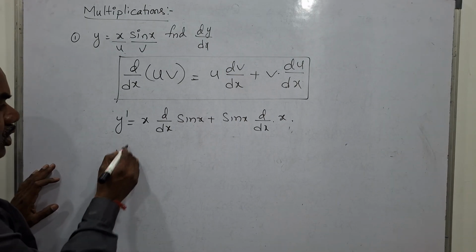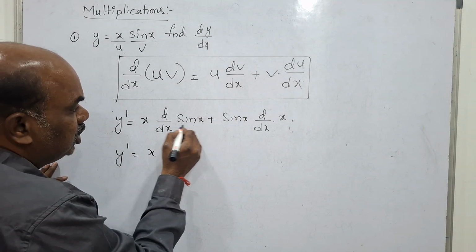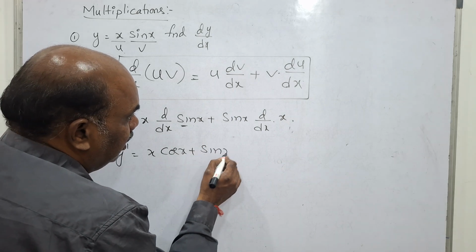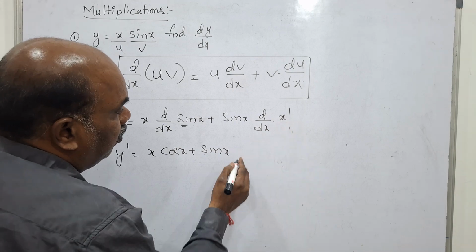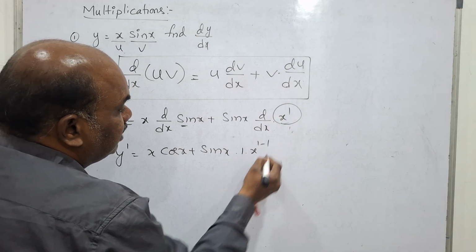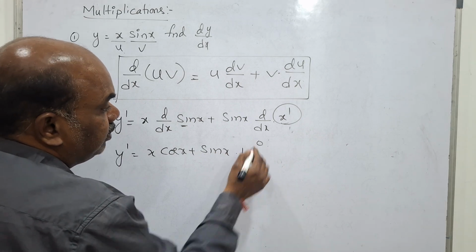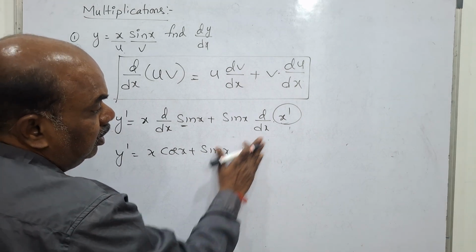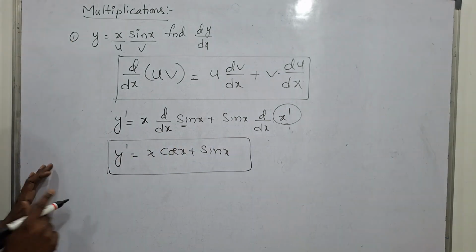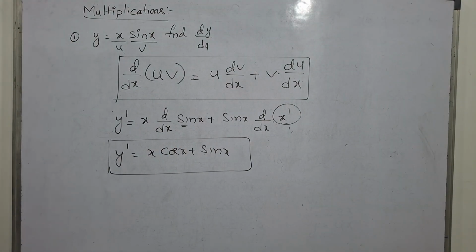Now y dash is equal to x into, what is the differentiation of sin x? cos x, plus sin x keep aside, and this is x power 1. 1 into x power 1 minus 1, 1 minus 1 is 0. x power 0 is 1. Any power 0 is 1. So 1 into 1 is 1. So the answer is y dash is equal to x cos x plus sin x. This is the answer for the first question.